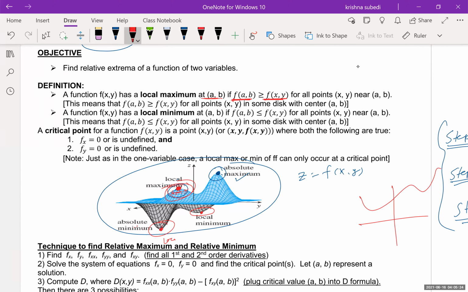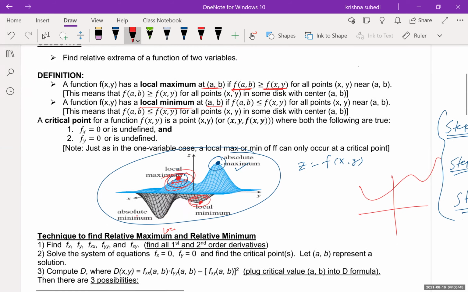The same definition can be given for a local minimum, which means we have one point here. As you can see, this point is a minimum. That means this point is less than every other point around that neighborhood. Therefore, this one is called the local minimum.